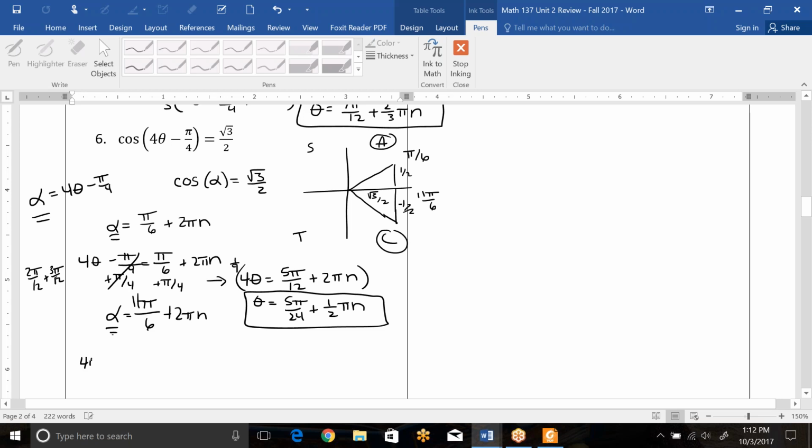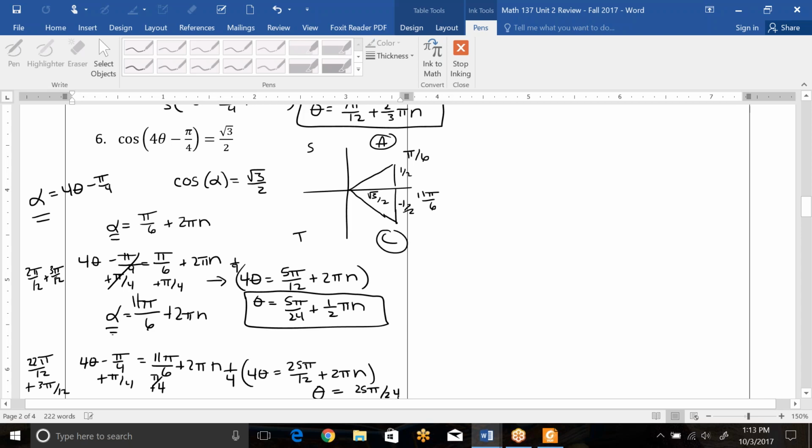For the next one, we would put in 4 theta minus pi over 4 equals the 11 pi over 6 plus 2 pi n. In other words, remember, we're back substituting here. We add the pi over 4. Okay, this time we would still have a common denominator of 12, but it would be 22 pi over 12 plus 3 pi over 12. So that's going to be 25 pi over 12. So I have 4 theta equals 25 pi over 12 plus 2 pi n, and then we multiply everything by the 1/4 to clear out the 4. So I'm getting that theta is 25 pi over 24.